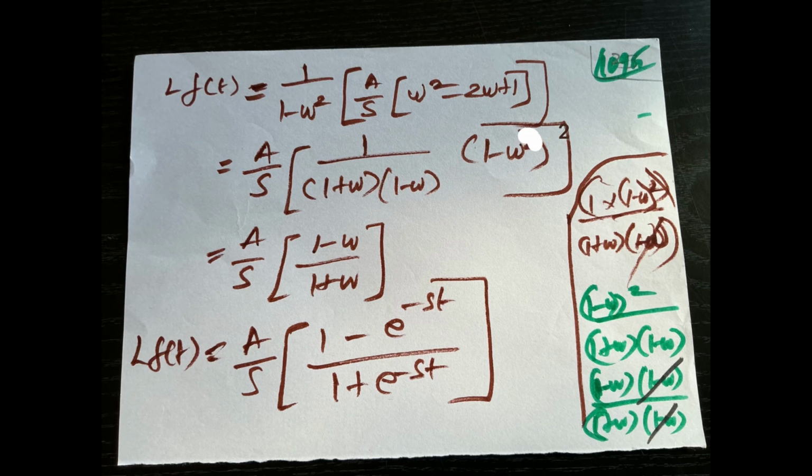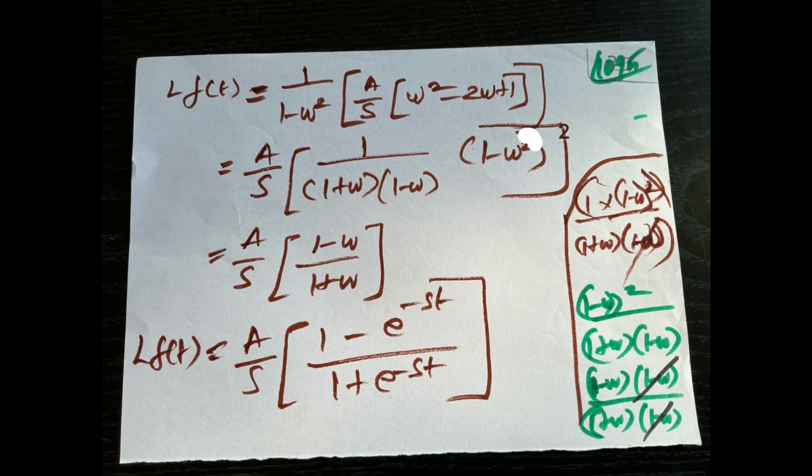1 minus omega squared divided by 1 plus omega into 1 minus omega. One factor of 1 minus omega cancels. So we obtain a divided by s, 1 minus omega divided by 1 plus omega. Put the omega value, omega is e to the minus sT, in the L of f of t equation. The quadratic equation omega squared minus 2 omega plus 1 is 1 minus omega the whole squared. That is important.